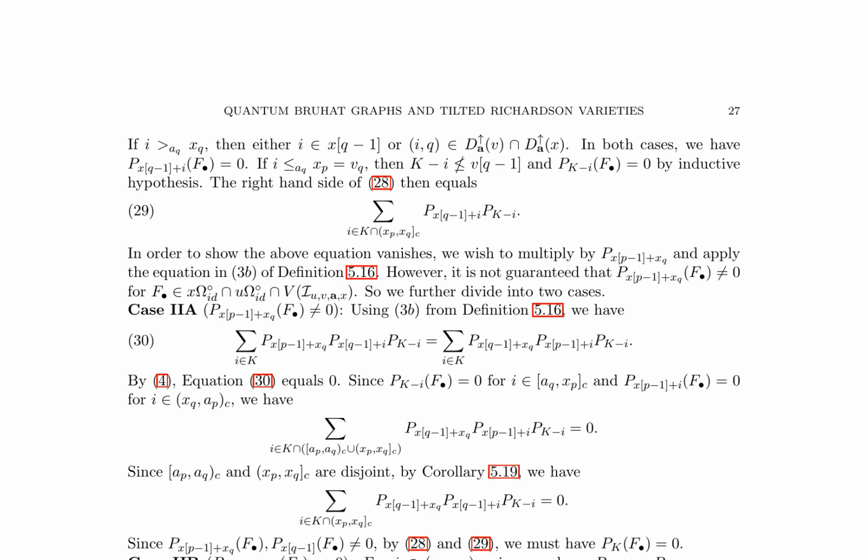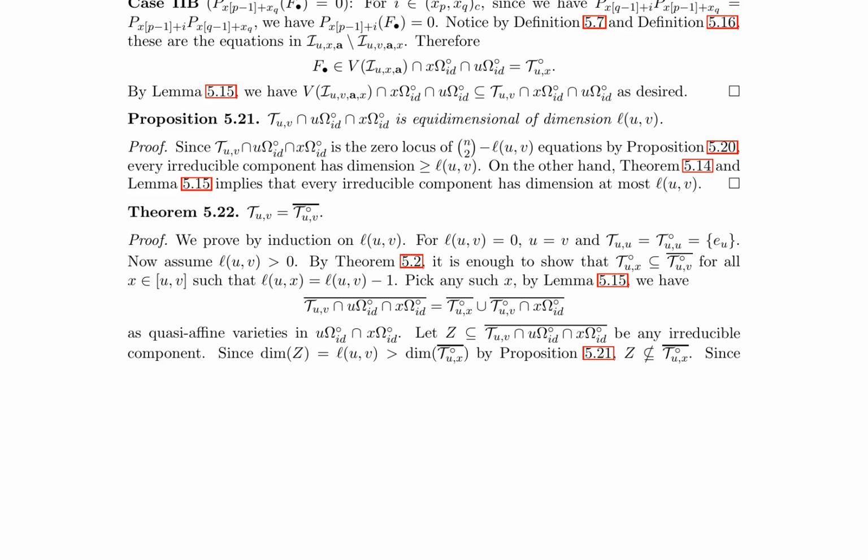The paper discusses the concept of quantum Bruhat graphs and their relationship to tilted Richardson varieties in the context of quantum K-theory. It begins by introducing the quantum Bruhat graph, which is a directed graph with vertices corresponding to elements of a Weyl group, and edges defined by certain conditions involving the Bruhat order. The authors then define the tilted Richardson variety as the intersection of two Schubert varieties, and they show that this variety is equidimensional with dimension given by the length of the longest chain in the quantum Bruhat graph between two elements of the Weyl group.